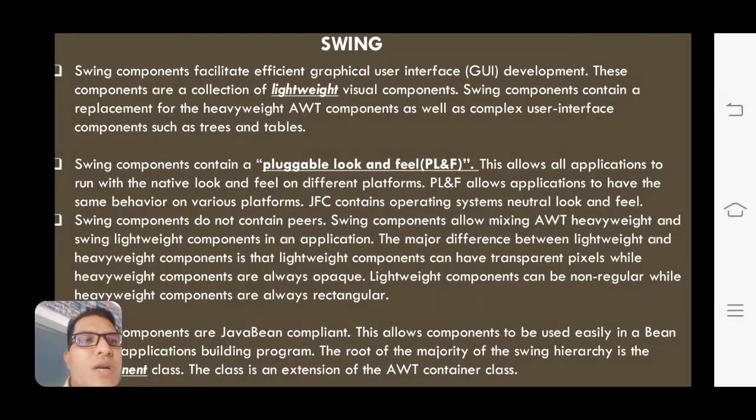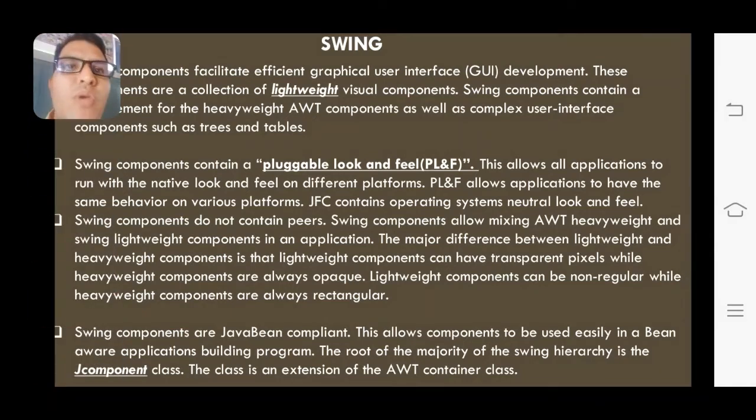And JFC contains an operating system neutral look and feel. If you observe your JFC, Java Foundation Classes, it contains an operating system neutral look and feel. Now we are moving to swing components don't contain peers. Here peers means some communication systems, some communication codes or some friend codes. Okay, swing components allow mixing AWT heavyweight and swing lightweight components in an application. If you are using swing components, it consists of a combination of heavyweight components as well as lightweight components in your application, in your software.